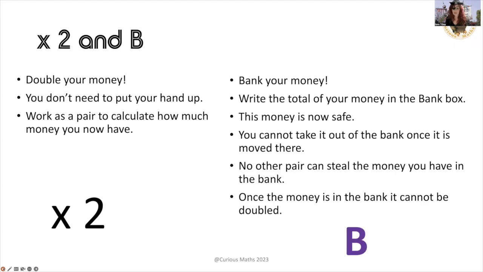And the B is for bank the money. So at that point, the pair write all of their money into the bank box and it's now safe. Now, they can't take the money out of the bank once it's there, but no other player can steal that money. The only real disadvantage is that if they get the double your money icon after the bank icon, they can't double the money in the bank. It's just safe money, but it can't be touched.